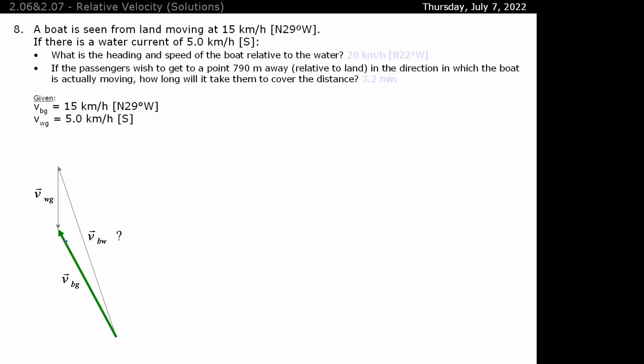So with our setup here, let's see what we know so far. VBG, we do know that, so this answer we know. VWG we know, and VG is traveling at north 29 degrees towards the west. So if we use the super Z, we know that in here it is also 29 degrees as well.